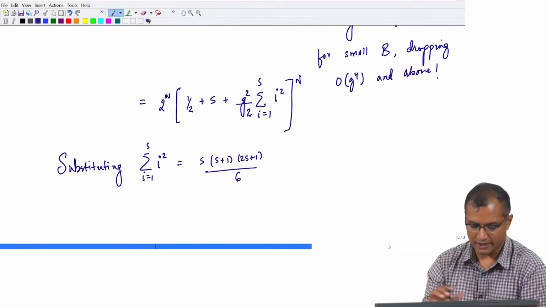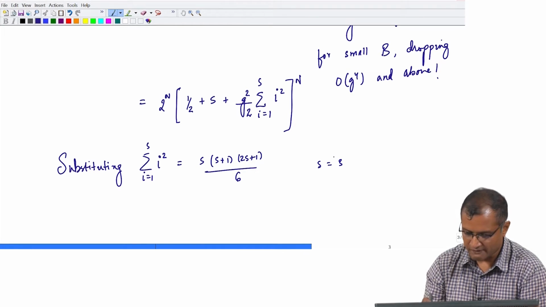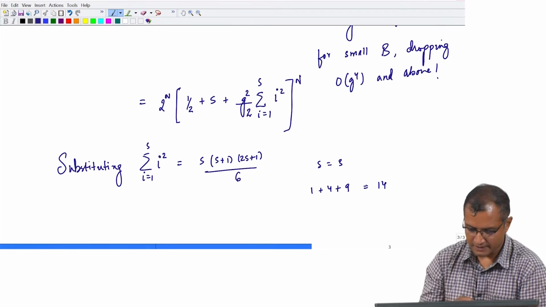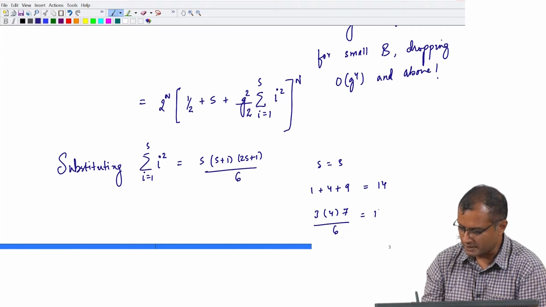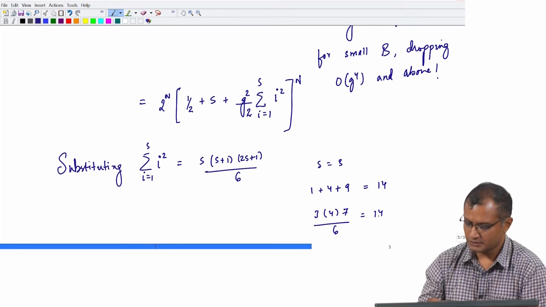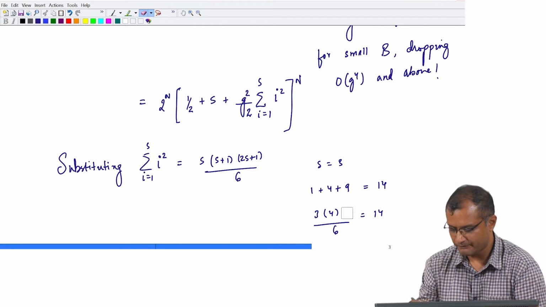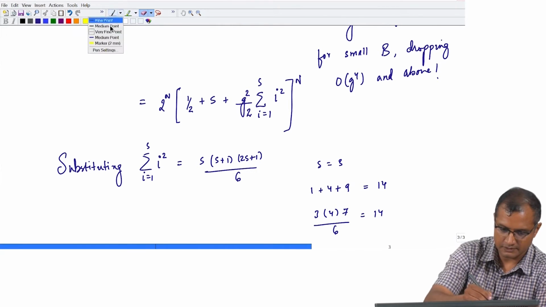So we can try and you can check, suppose you take s equal to 3. What you have for the sum is basically 1 plus 4 plus 9, which is 14. And what is your right hand side? It is 3 into 4 into 7 by 6, which is also 14. So our formula is correct, just verified. So let us call that this is a rough work.